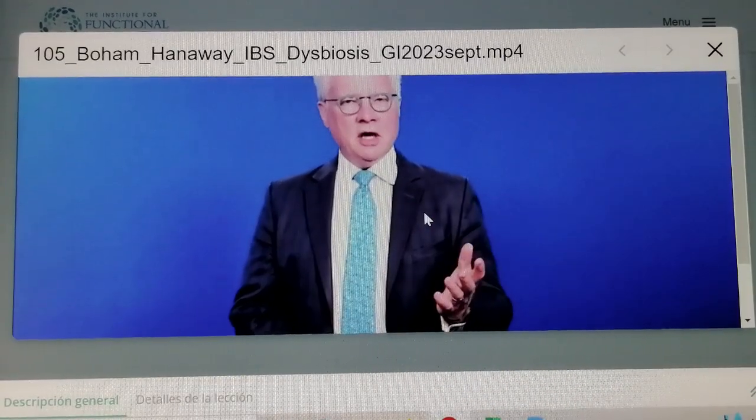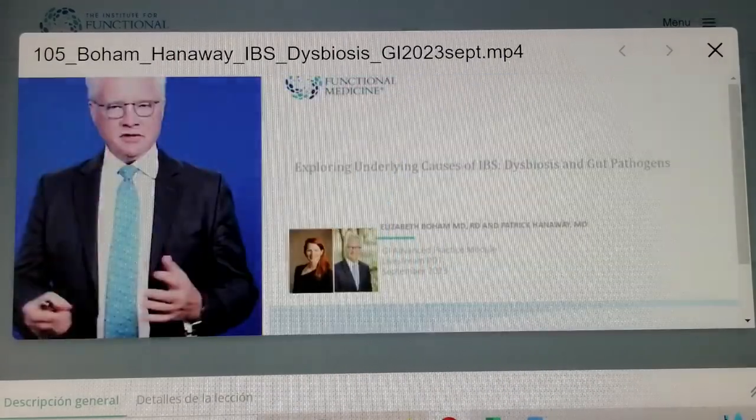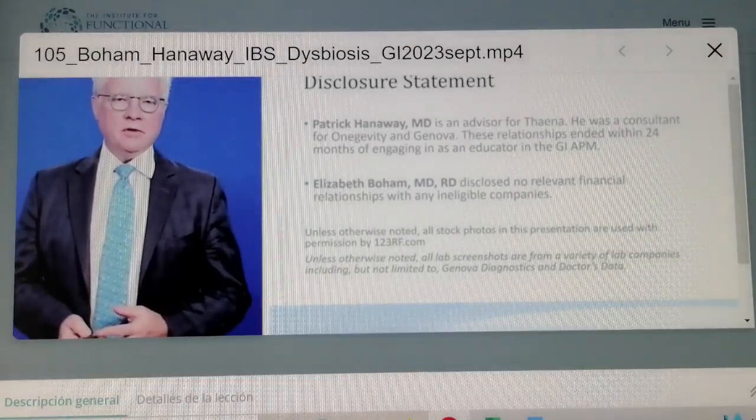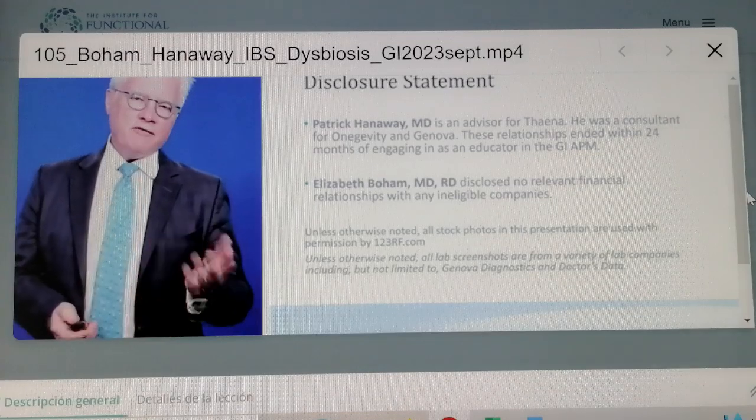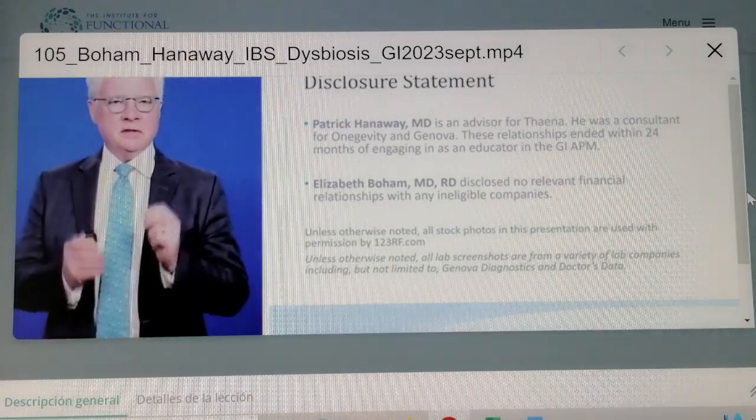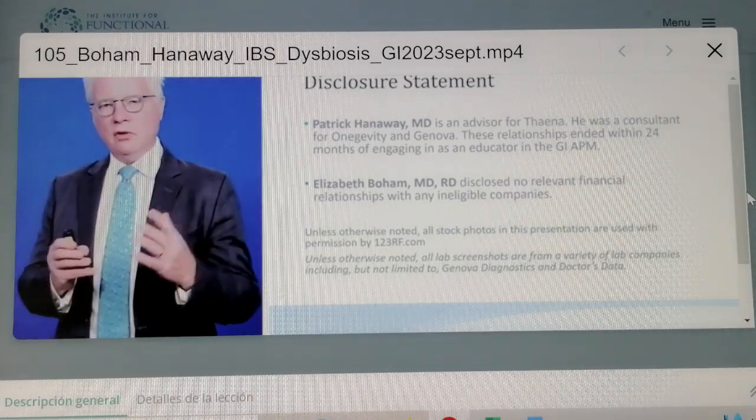I'm going to be talking about dysbiosis and gut pathogens and how we work with that. You've seen what my disclosures are. Our focus in this session is going to be twofold.